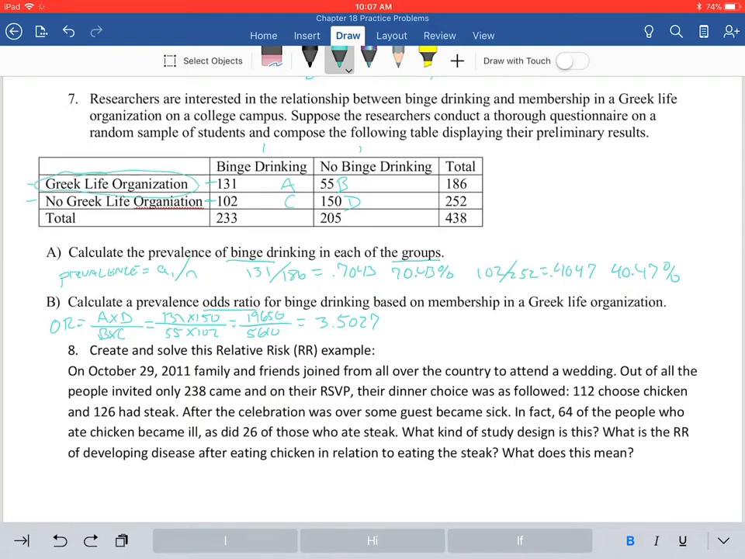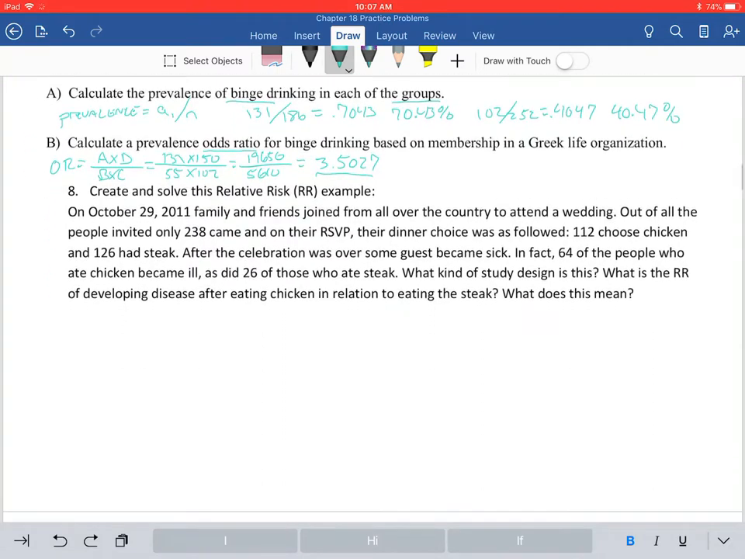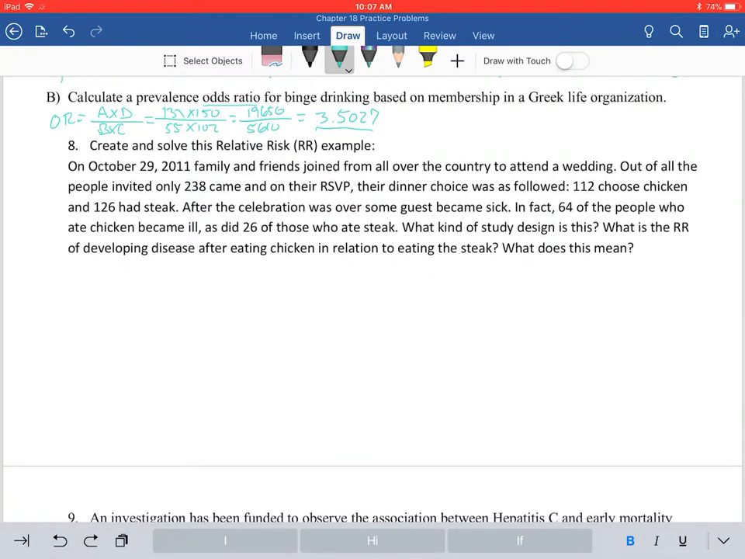When you do this, you're going to get your odds ratio of 3.5027. What does this mean? It means that those individuals who are part of a Greek life organization, right? It's always going to be your top part. Those that are part of a Greek life organization are 3.5027 times more likely to binge drink than those that are not part of a Greek life organization. I'll say that one more time. Those in a Greek life organization are 3.5027 times more likely to binge drink than those that are not part of a Greek life organization.